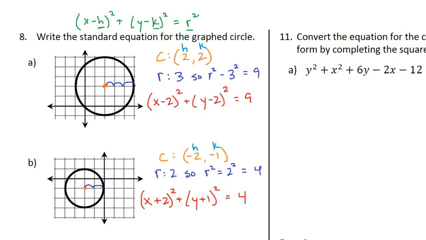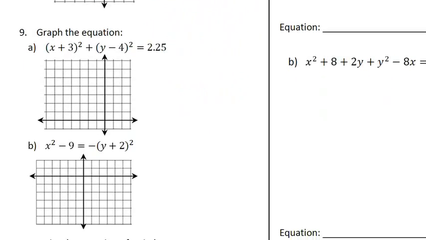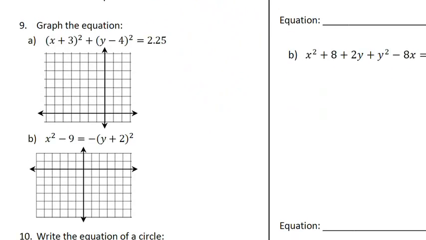All right, we made it to question number 9. Question number 9, they're asking you to graph a general form equation of a circle. And what we've seen from previous questions is when you have general form, you really just need to know two things. You need to know what the center is, and you need to know what the radius is. So those two things, we find the center, we find the radius, we can graph the circle.